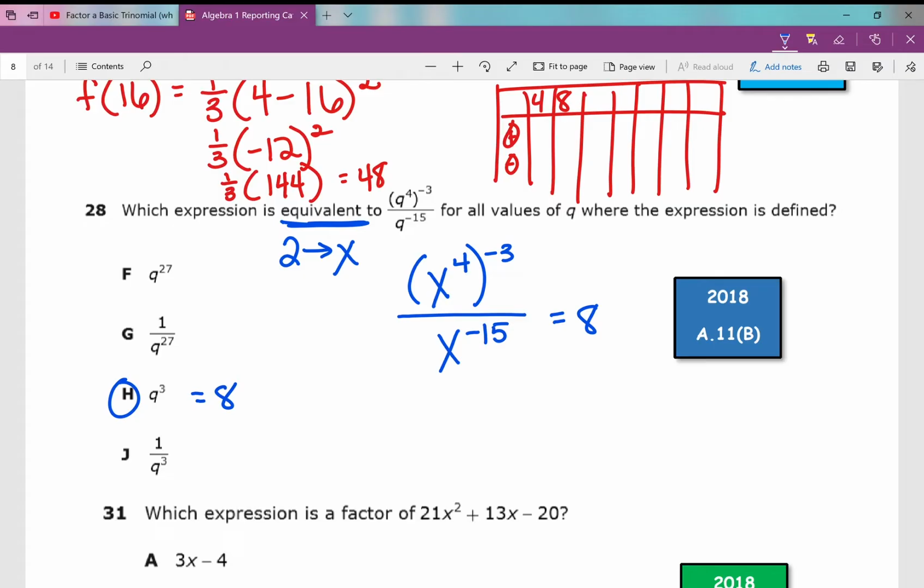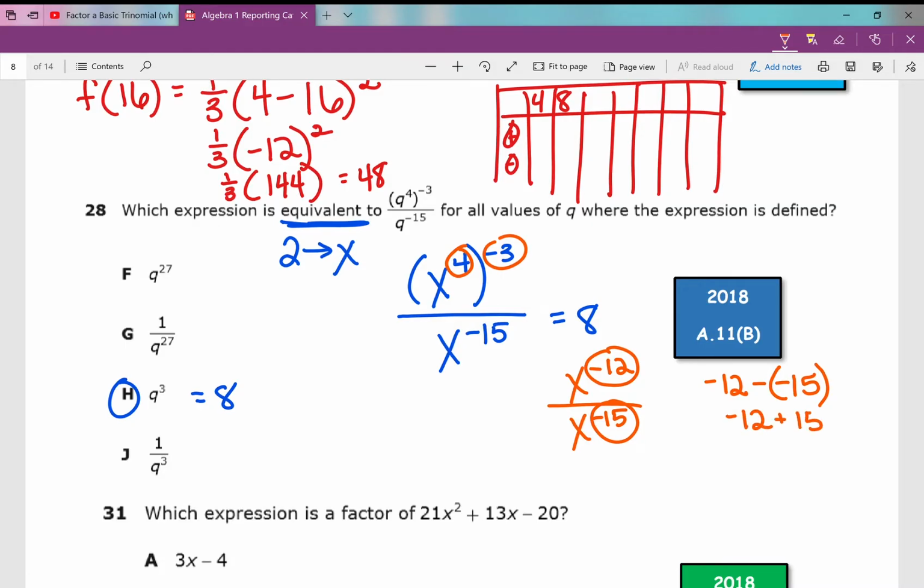Okay, but if you actually like to use your exponent rules, a power to a power, I multiply. I'm going to do that down here. So I'm going to get x to the power of negative 12 over x to the power of negative 15. And then when I apply my quotient rule, I'm going to subtract my exponents. Negative 12 minus negative 15, which is the same thing as negative 12 plus 15, and you get 3. So that simplifies as x to the power of 3, which I had changed our variable from q to x, so it's actually q to the power of 3.